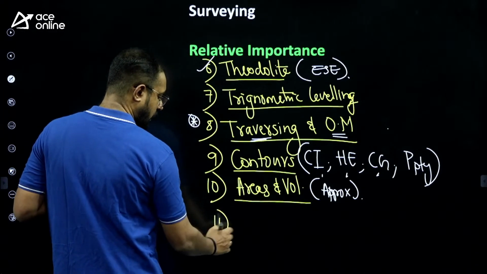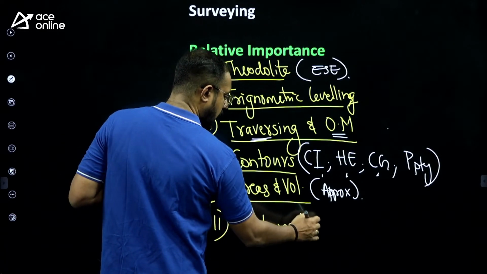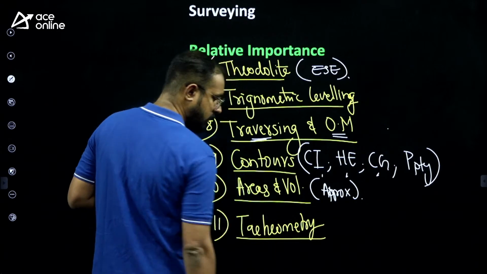Now the 11th chapter I would say would be tachometry. Okay, so this is one area from which GATE has not asked any questions so far.